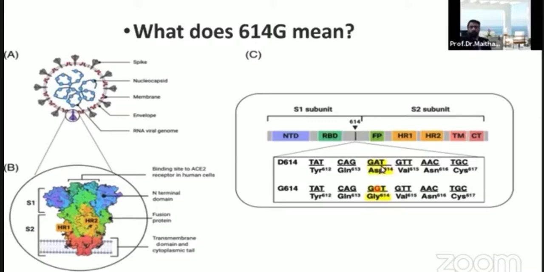As shown in this figure, while in the mutated form, the 614th amino acid is abbreviated G, for glycine. So D614G is short for having a spike protein with aspartic acid at position 614 mutated to glycine.